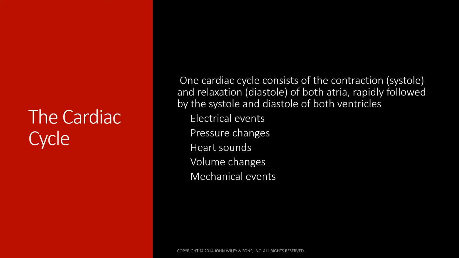So one cardiac cycle includes all of the events associated with one heartbeat. The cardiac cycle is going to consist of systole and diastole of the atria, plus the systole and diastole of the ventricles. In each cardiac cycle, the atria and the ventricles alternately contract and relax, and this forces blood from areas of higher pressure to areas of lower pressure. As a chamber of the heart contracts, the blood pressure within that chamber is going to increase.